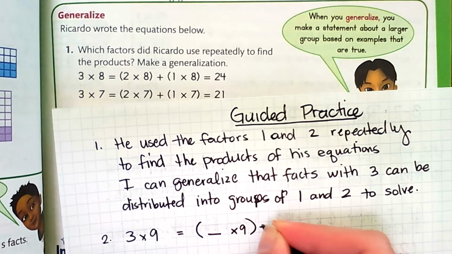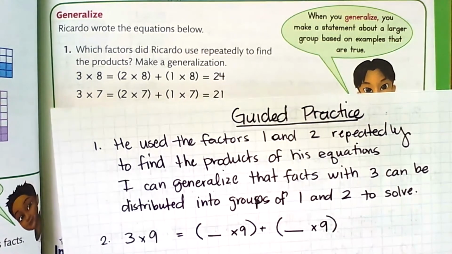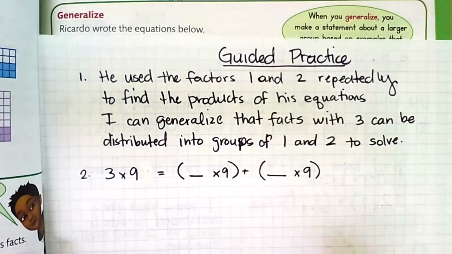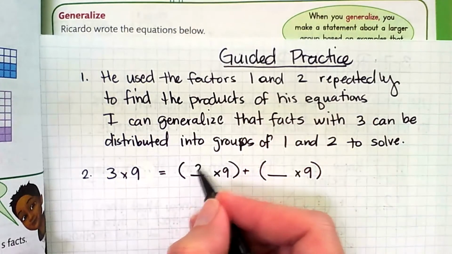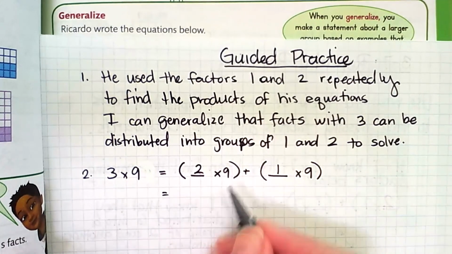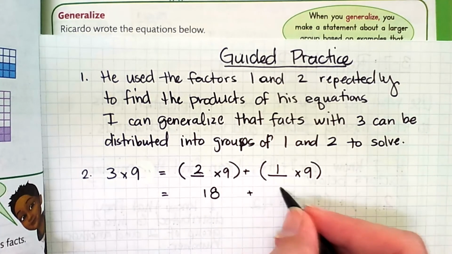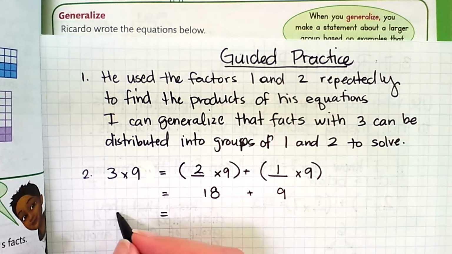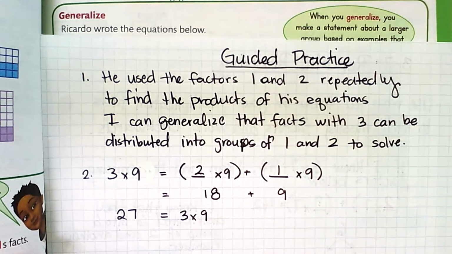Something times 9 plus something else times 9. So we're going to test the theory that we were using, that generalization. We're going to test it and see if our answer will hold true over here and see if we're able to find the correct answer. So 3 times 9, we're going to break it apart the same way into a group of 2 and a group of 1. So this is equal to 2 times 9 is equal to 18, plus 1 times 9 is equal to 9. And this all together is equal to 27. So we know 3 times 9 is equal to 27.